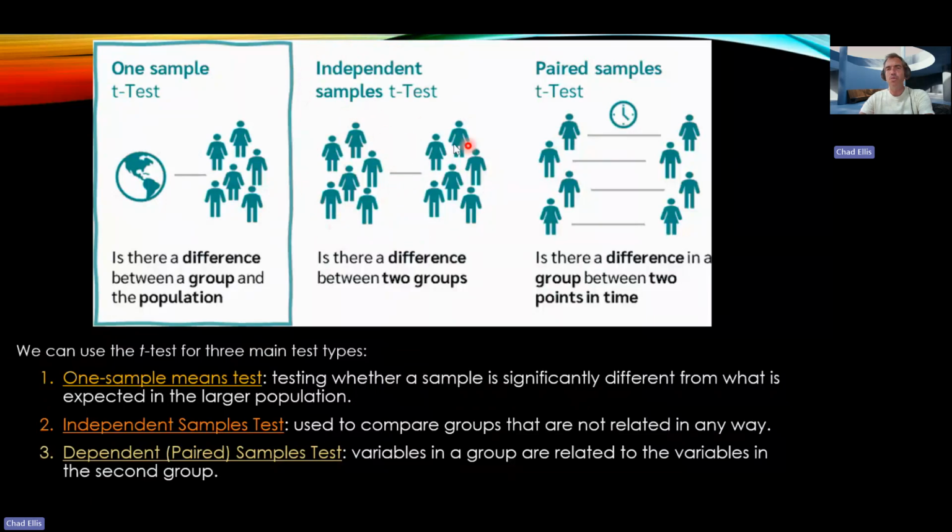test to determine whether those samples come from a common overall population, or it's more likely that they come from different populations. And then the third type of t-test is called a paired samples t-test, where we're seeing if there's some difference in a variable. In the case of our lab, it will be snow depth over time.